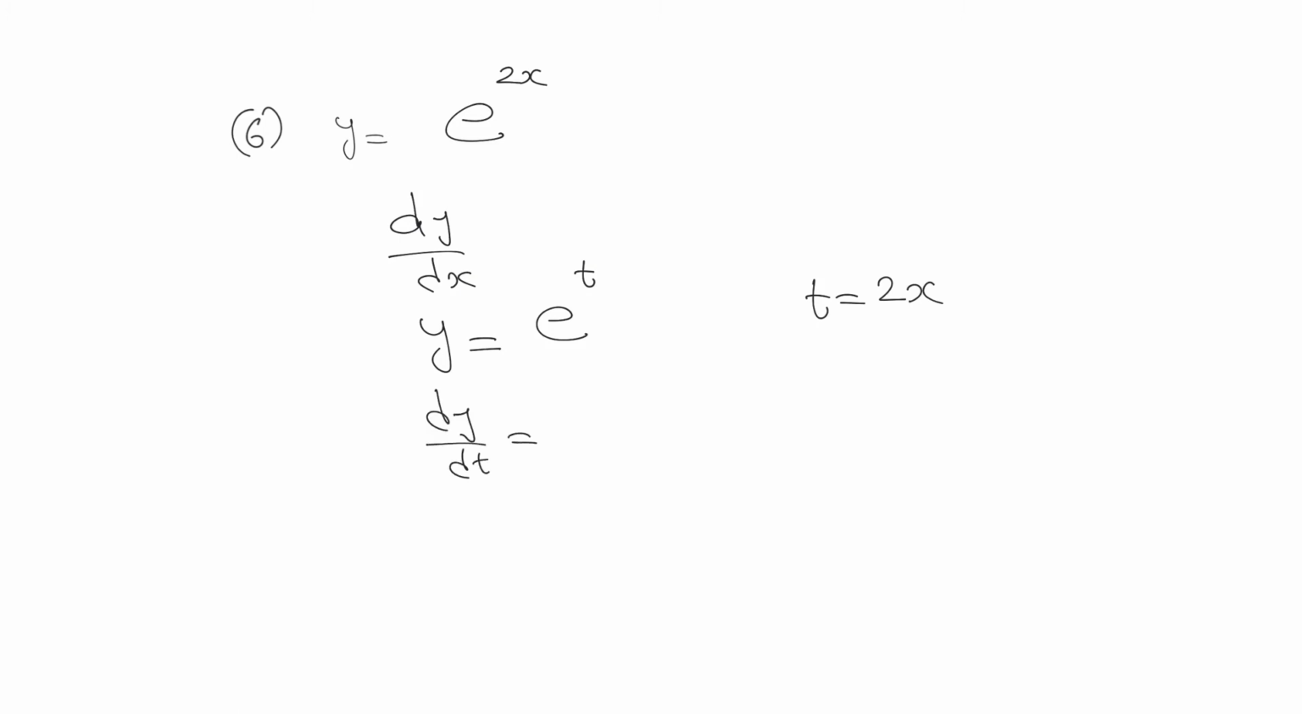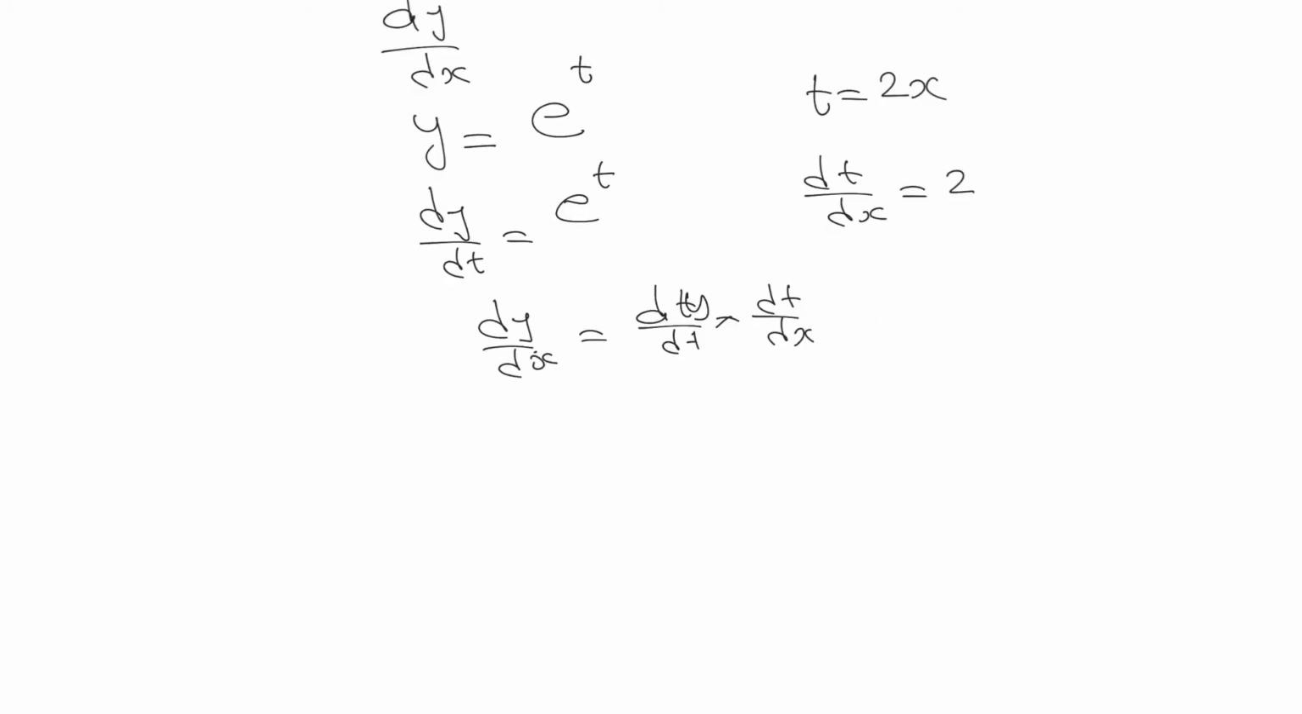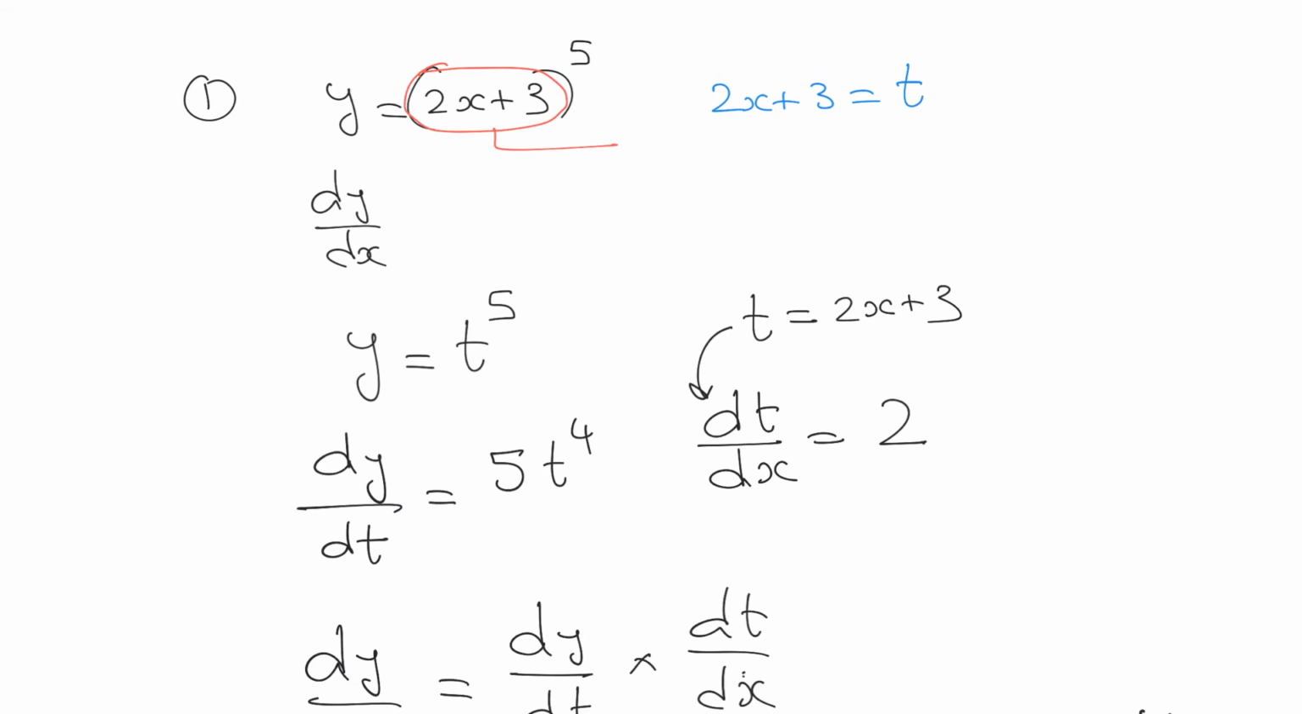Differentiation of e raised to t is nothing but e raised to t. And now we can find out the value of dt by dx. Differentiation of 2x is 2. So we can write the value of dy by dx is equal to dy by dt into dt by dx. So the value of dy by dx is equal to e raised to t into 2, or you can write it as 2 into e raised to 2x. So this will be our final answer. So now you understood how to differentiate by using this chain rule.